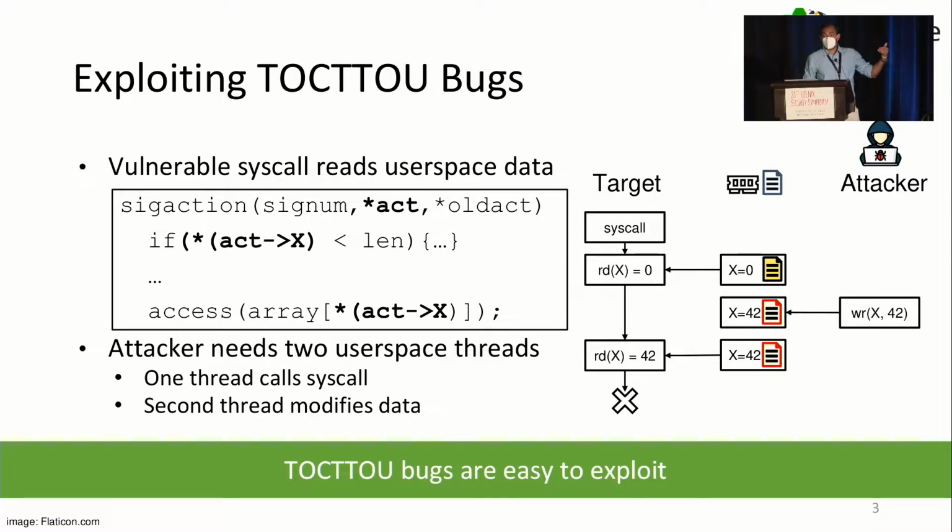However, before the second read, it is possible that the attacker in a second thread is able to modify this to an invalid value, which means that the access is going to be out of bounds, thus leading to arbitrary memory leakage. All that an attacker needs is just two user space threads, which is a very low capability. With two user space threads, the attacker can use one to call the syscall with valid parameters, and then use the second thread to modify these parameters between these two reads. So in fact, it's very easy to exploit this sort of bug.